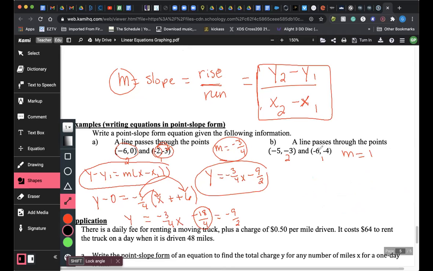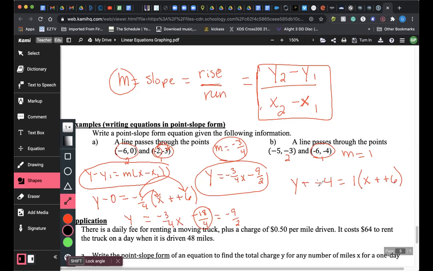All right, I'm going to use this point. Doesn't matter which point you use, I'm just going to use this one for fun. So I'm going to do y minus y1, which is -4, is equal to 1, which is my m, times x minus -6.